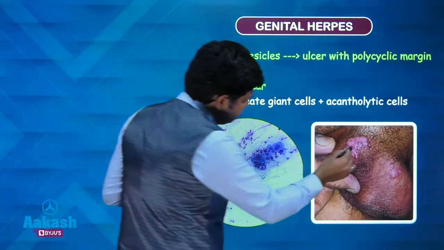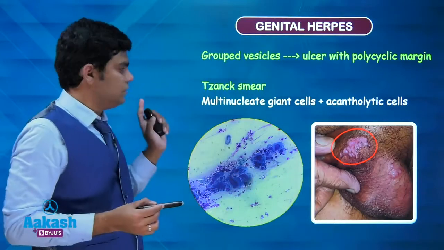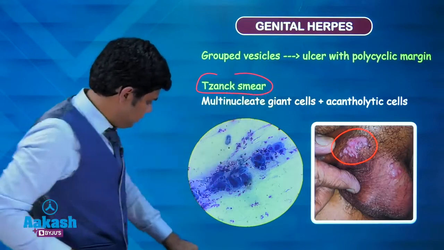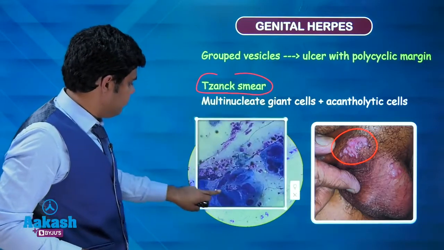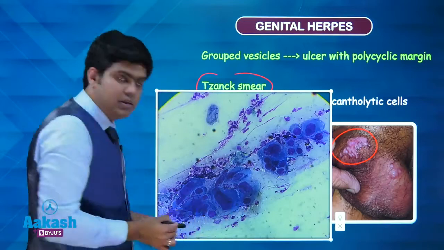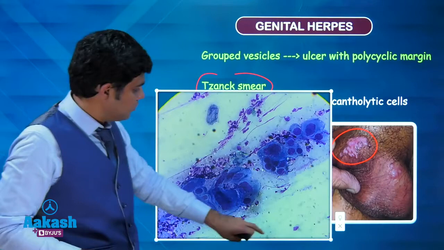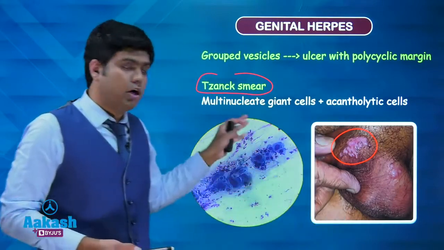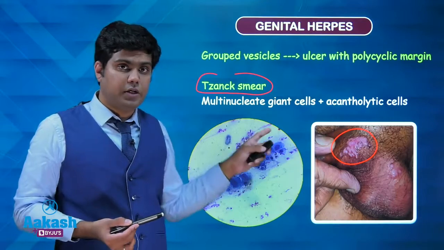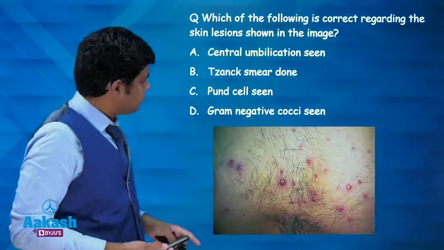So the vesicles will rupture to form ulcer with polycyclic margin, very important. And in Tzanck smear, what we are going to see, let us zoom it. So in Tzanck smear, we will see multinucleate giant cell, right. And we can see acantholytic cells. In pemphigus also we can see acantholytic cells. In herpes also we can see acantholytic cells. So very important feature, write it down, multinucleate giant cell, acantholytic cell, think of herpes, right.